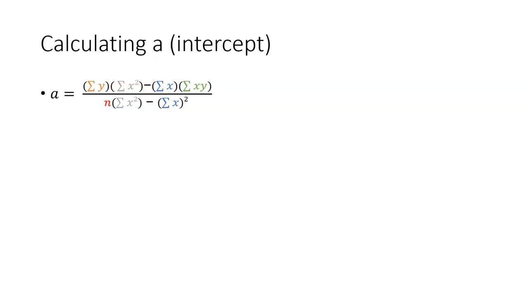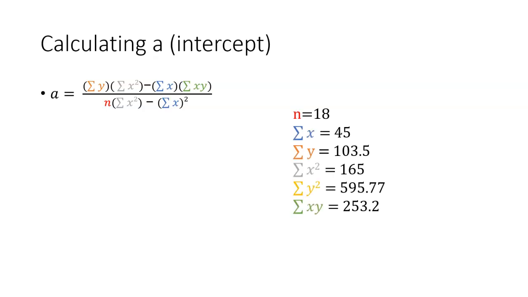Let's go back to our data points. Starting out of the numerator, the sum of Y equals 103.5. The sum of X squared equals 165. That value minus the sum of X, which equals 45, times the sum of XY, which equals 253.2. In the denominator, we have N, which equals 18, times the sum of the X squared values, 165, minus the sum of X, 45, squared. We substitute these values into the equation and we come up with this.